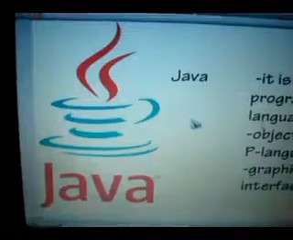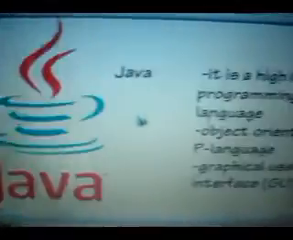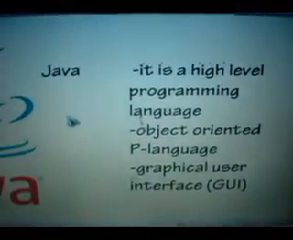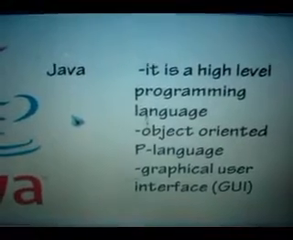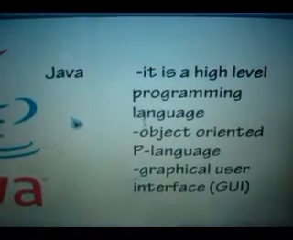Today, let's talk about Java. But before that, let's have a short discussion about Java. So let's start. Java is a high-level programming language, object-oriented, with a graphical user interface.